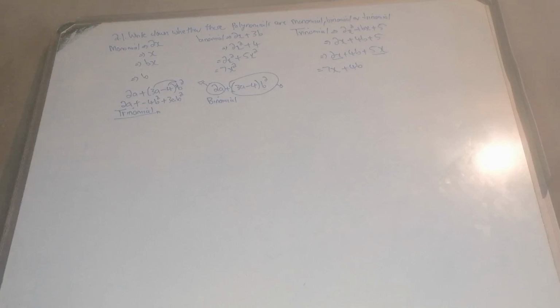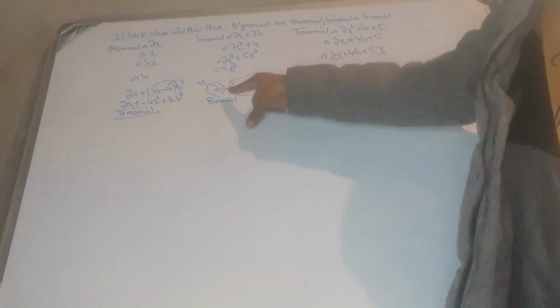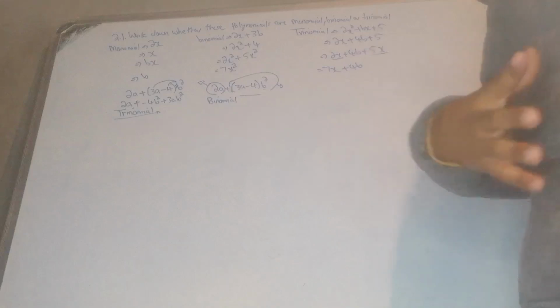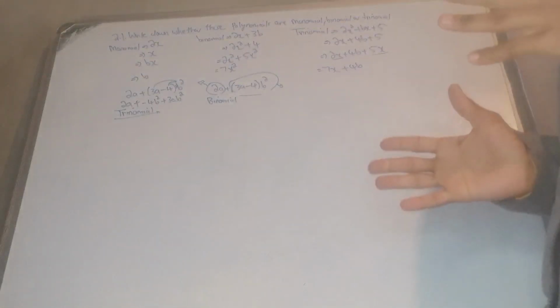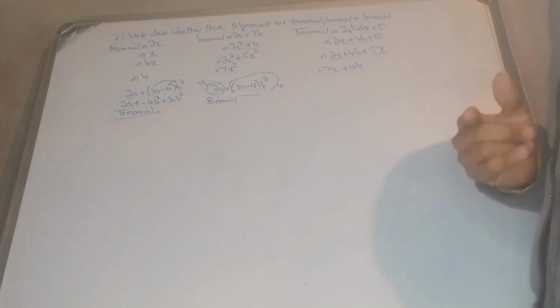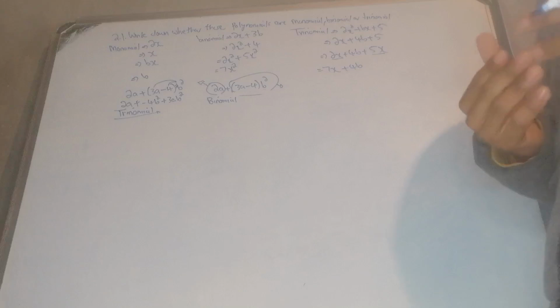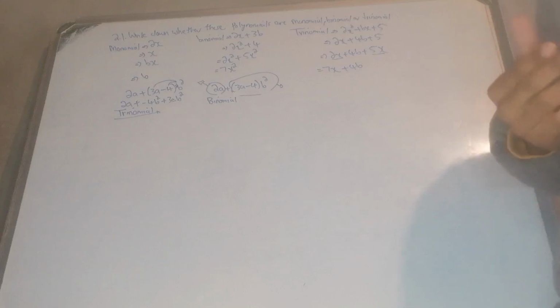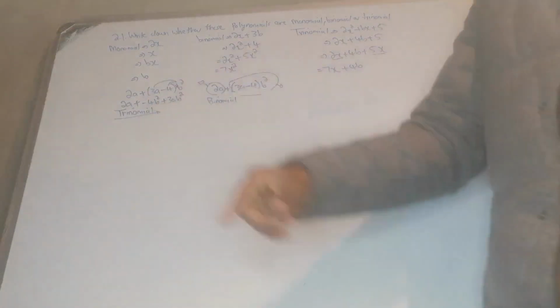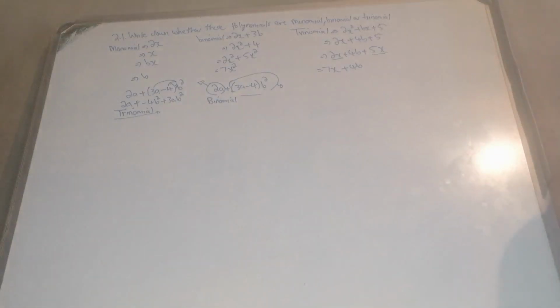So somebody might say this is a binomial, two terms, first, second. But we must remove the brackets and simplify. There are two ways of looking at this, but there can only be one correct answer. Whenever you want to know whether something is a monomial, binomial, or trinomial, and it has to do with multiplication, remove the brackets, then simplify, and then conclude.